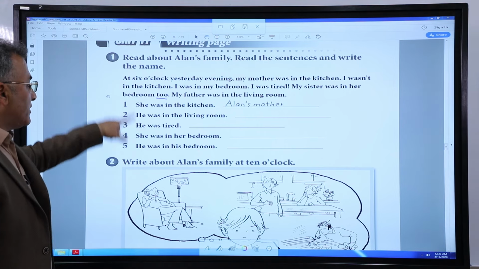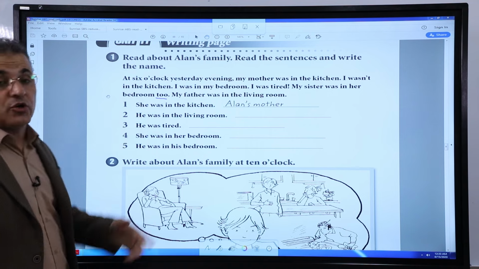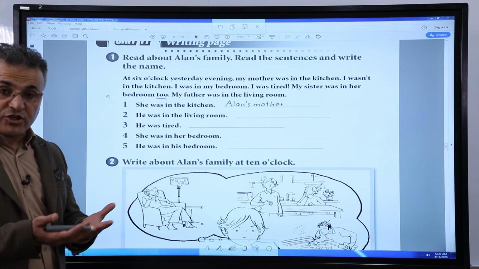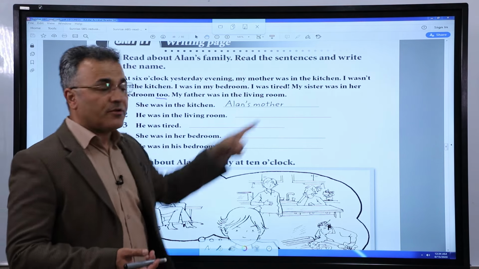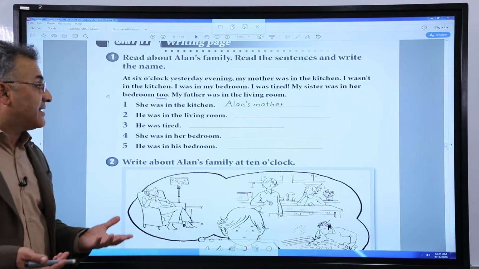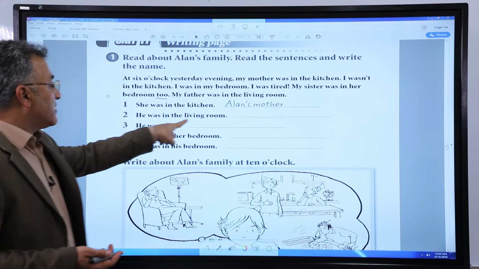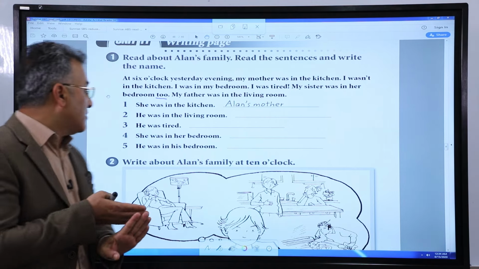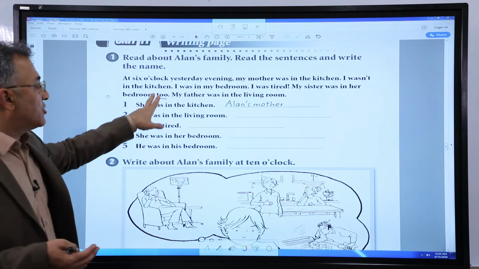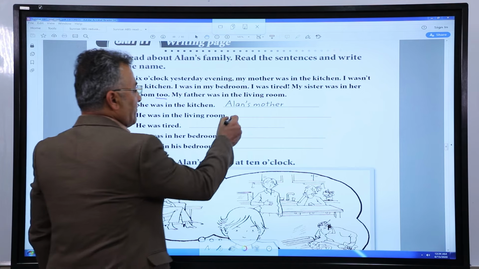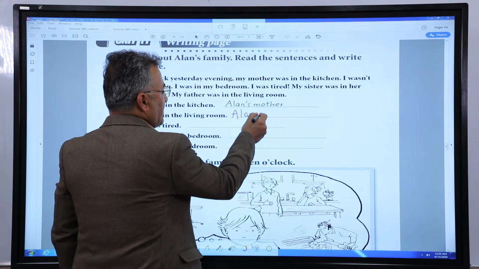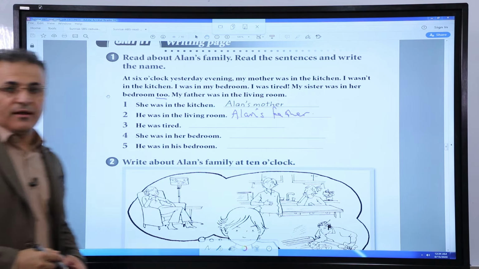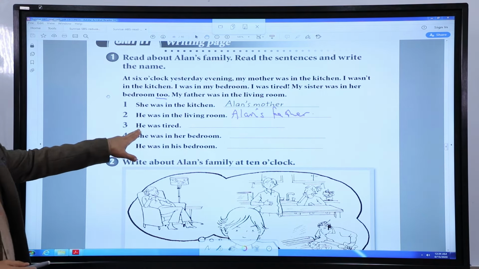Now we have to read these sentences. She was in the kitchen. Who was in the kitchen? Alan's mother. Now he was in the living room. Who was in the living room? Alan's father.